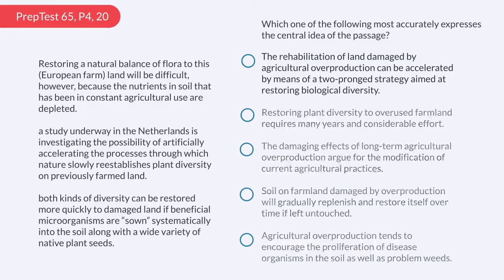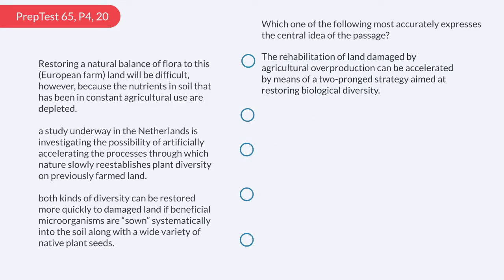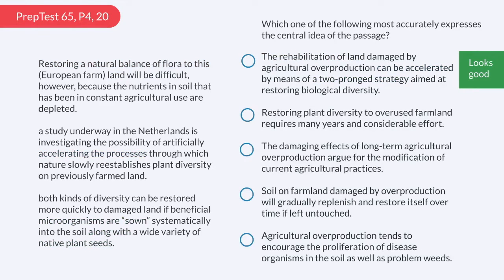Welcome back. You're trying to look for the subject and verb. So this is saying the rehabilitation of land can be accelerated by a 2-pronged strategy. That seems pretty good. I mean, we are trying to rehab land. That's the central topic, is trying to restore a natural balance. The Netherlands study did mention accelerating the process. And the solution in that final sentence is a two-pronged strategy. You do a wide variety of seeds and you add in some microorganisms. A feels like it's a contender.